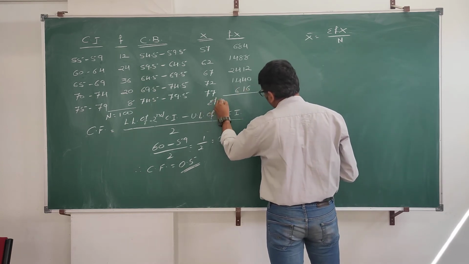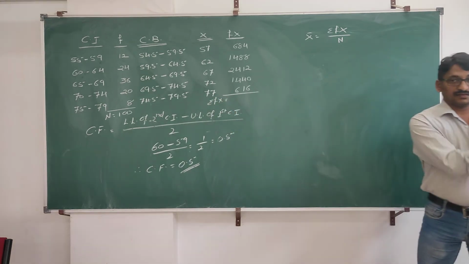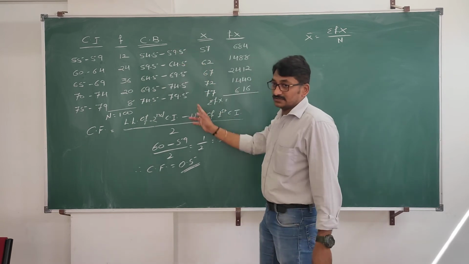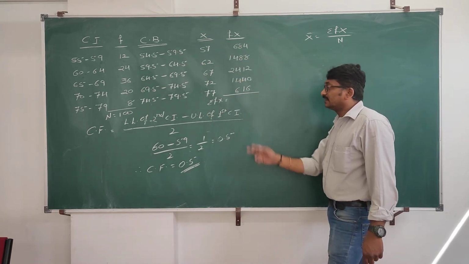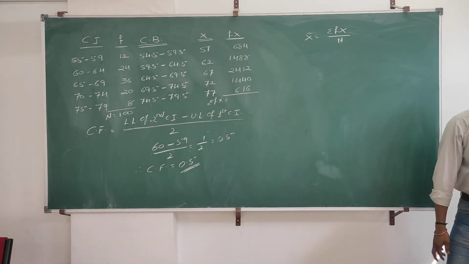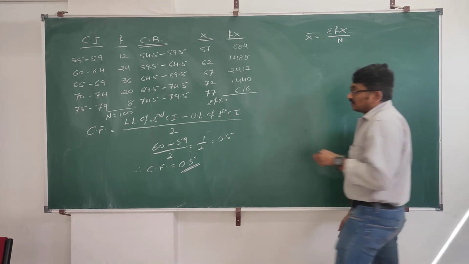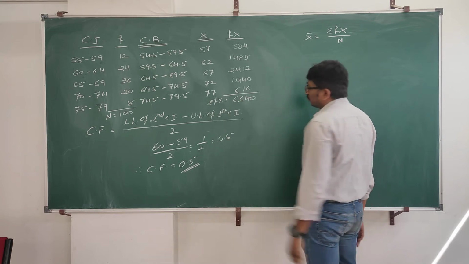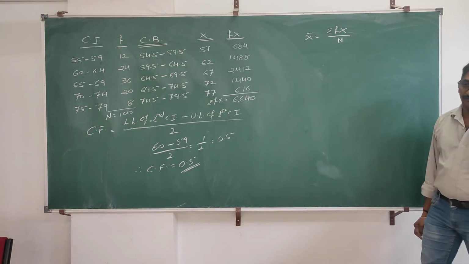This is your summation. You just have to multiply the frequency and x values, and make the total of this. Now the total is 6640.